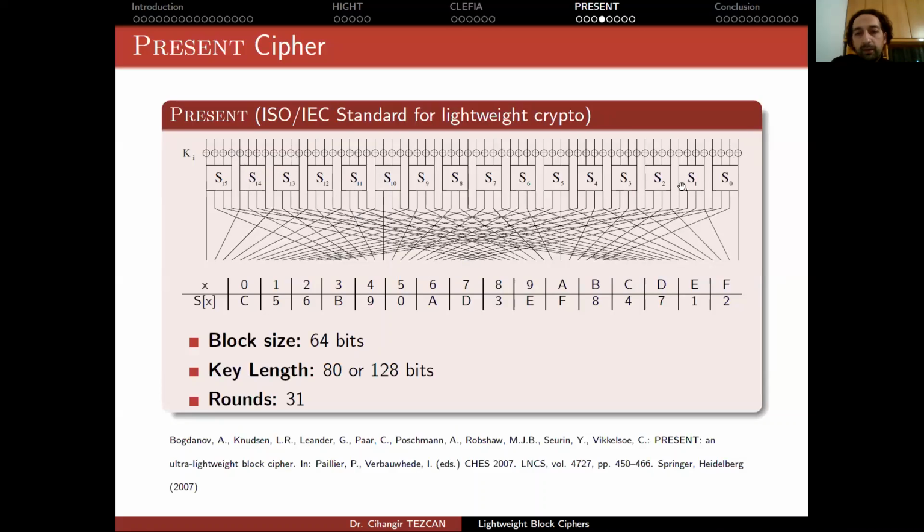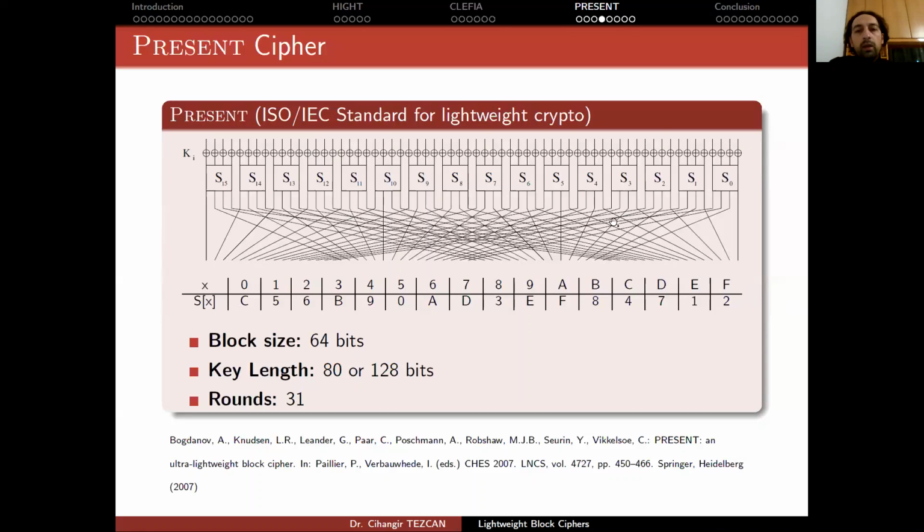You perform it 16 times in parallel. But as you can see, this provides confusion, but does not provide much diffusion because these 4 bits only affect the 4 bits at the same place. This is why you have a permutation layer here, which is just changing the places of bits. For instance, the leftmost bit does not change its place, so it stays at the same place. But this one goes here, this one goes there, and so on. So you are changing the places of the bits. This is your single round. The output here is taken and fed again here as the second round input, and you perform this operation 31 times. As you can see, a very simple picture, very simple operations, but again, it might be hard to implement in software because you need to work on bits, not bytes.